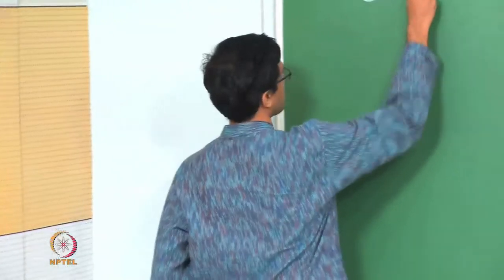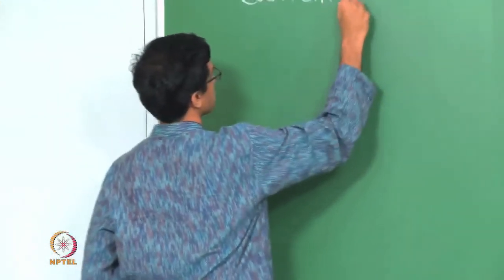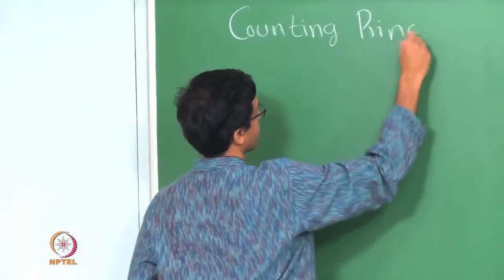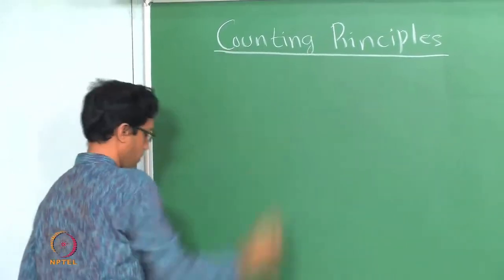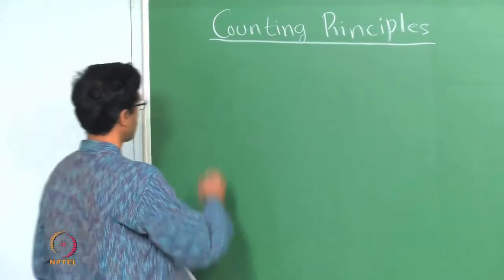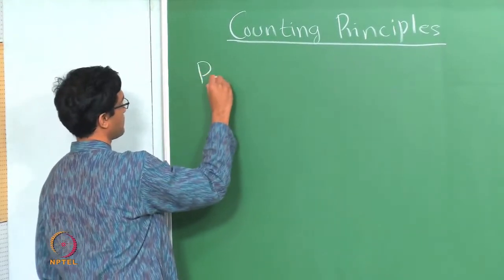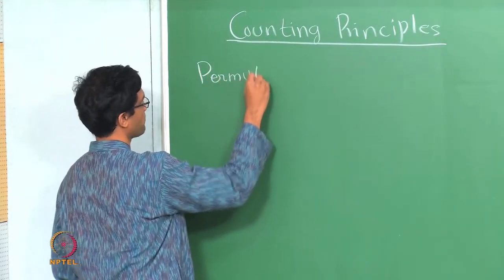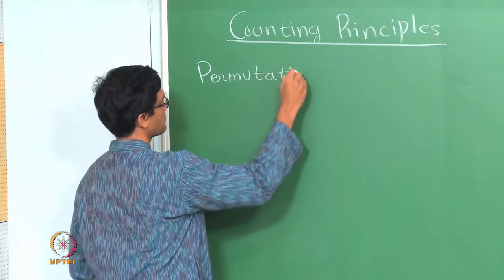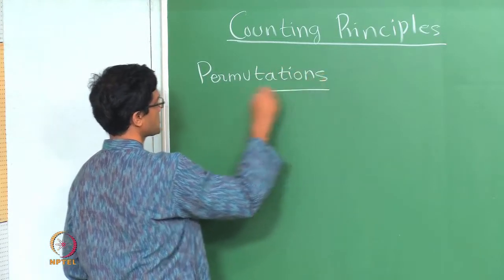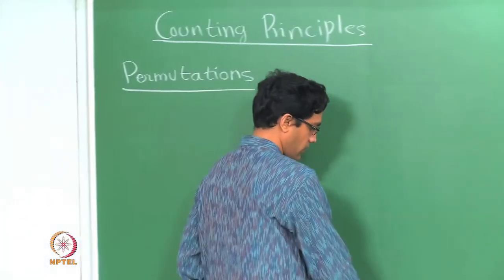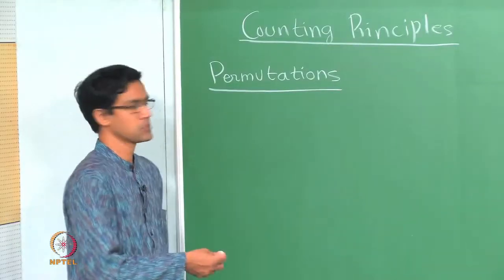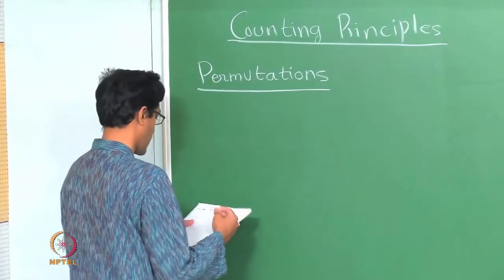Today we'll talk about some basic counting principles. And so the most important two notions here are those of permutations and combinations. So let's start with permutations. So what is a permutation? It's a way of arranging n given objects in all possible ways. So let's write this out formally.